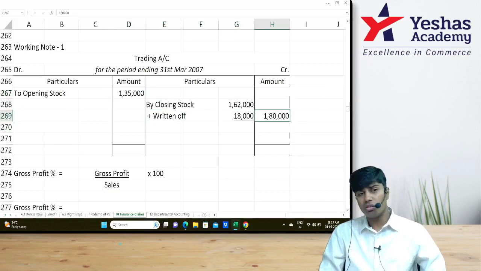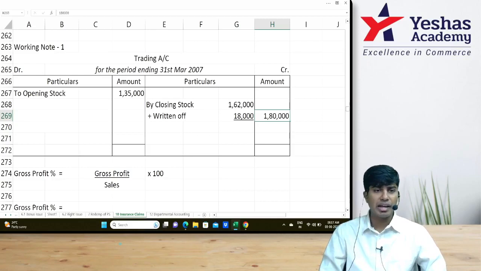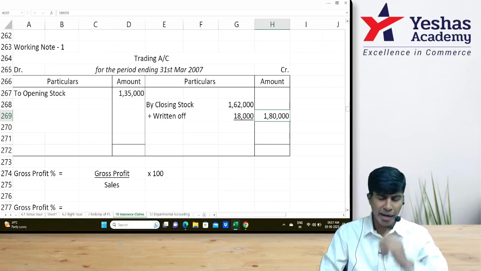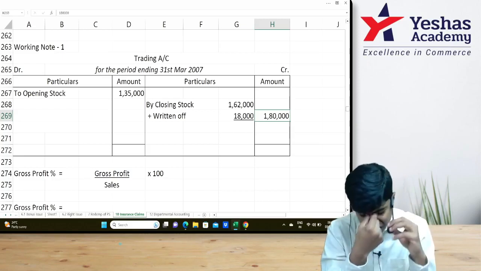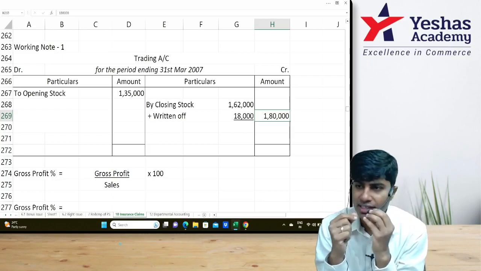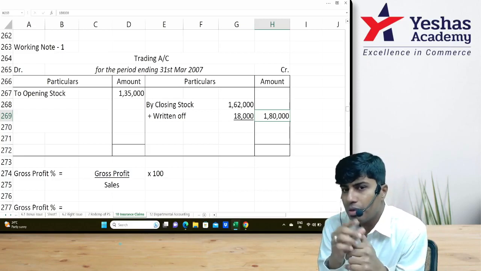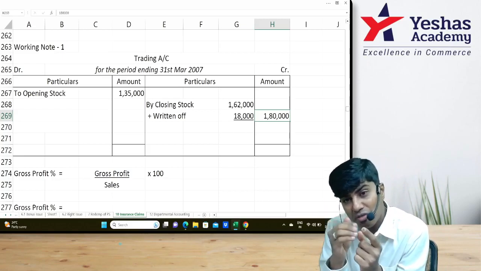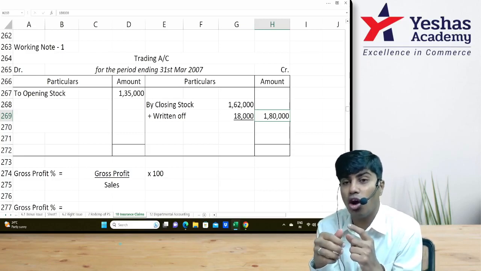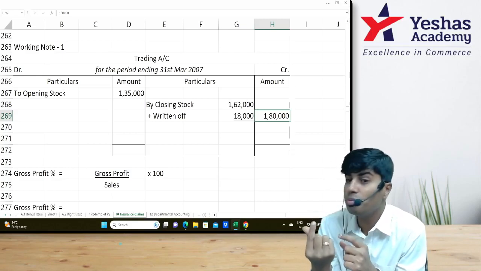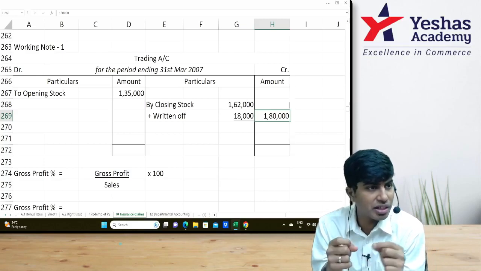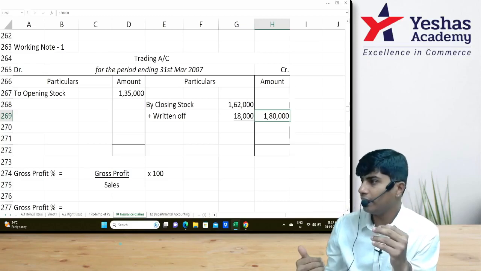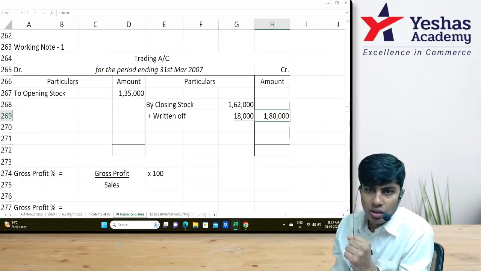Sir, in the previous year, why don't I write 1 lakh 62 and write current year 1 lakh 80? Firstly, last year's closing stock is the current year's opening. And if you write 1 lakh 62 as closing stock for the previous year, then our GP percentage in the last year would be wrong, because it would be after adjusting the 18,000 value of stock written off. That incorrect GP percentage, if you apply on the current year sales, will give incorrect closing stock. So increase it to 1 lakh 80,000. Are you getting it?